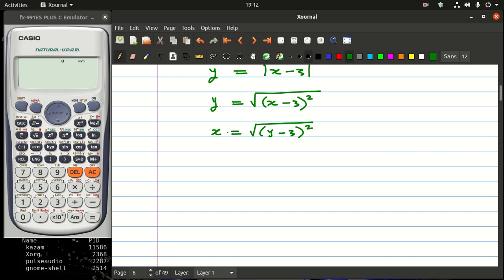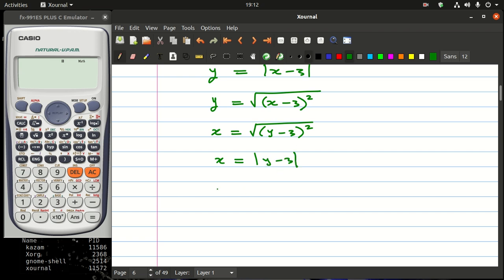Once we have that, I'm going to square on both sides, because I want to solve for y here. But I don't actually have to square, because if I square this, I'll still have that squared here, and then I will still have to take a root. What I can do is just say I have my x, which is just the absolute value of y minus 3.